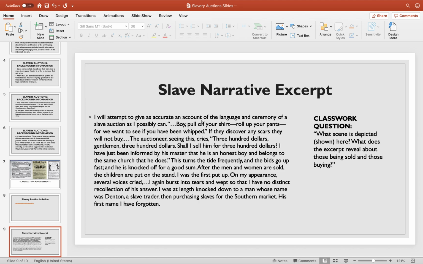So remember what we said before about the slaves being cleaned up and oiled up, and if they don't have those scars, they can sell at a higher price. That's what's going on here. The auctioneer wants to see if he is scarred up or not.